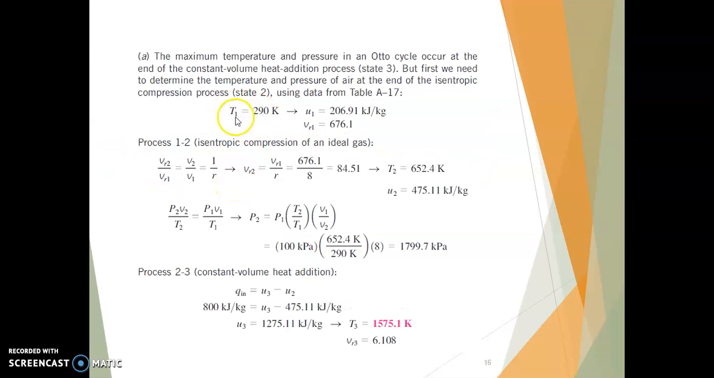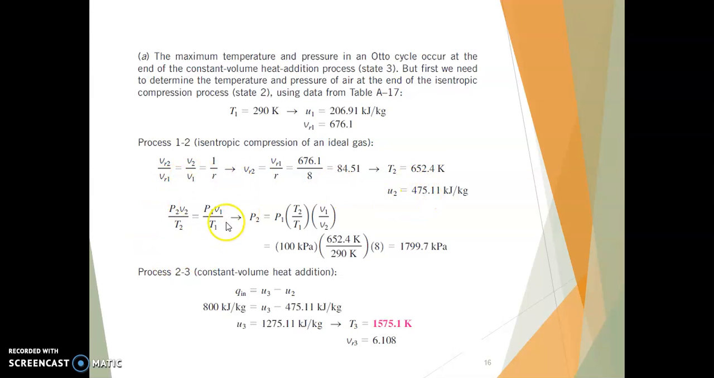So usually with point number 1, we go to the table because we have air, so we go to table number 17 to find the internal energy and the relative specific volume. From these two parameters, we will be able to find the relative specific volume number 2, which we calculate based on the compression ratio. According to this calculation, we will be able to calculate temperature number 2 from the table as well. Then we will find the internal energy of point number 2.